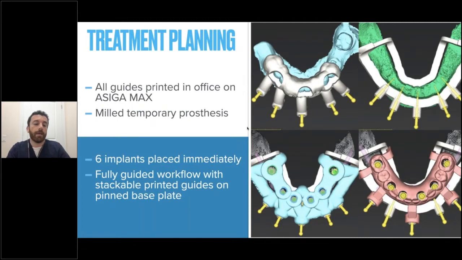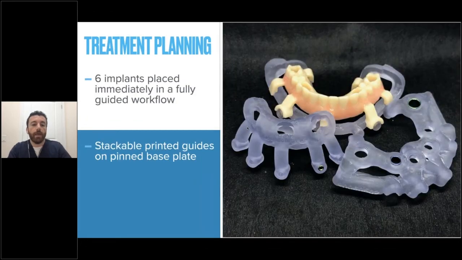In our case, like I mentioned, we printed all the guides in office on the Sega Max printer. We had a milled temporary prosthesis made ahead of time to be picked up during surgery. And you can see here some of the printed guides that were made for the time of surgery on the pin base plates.